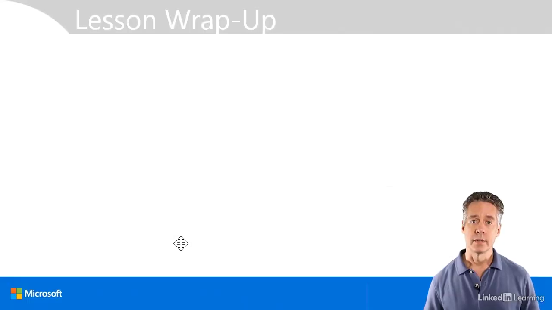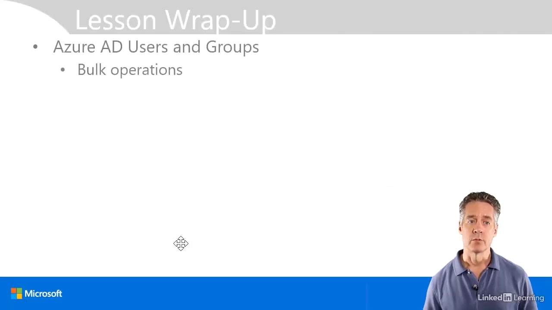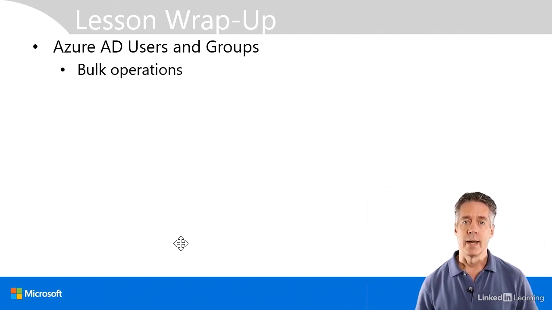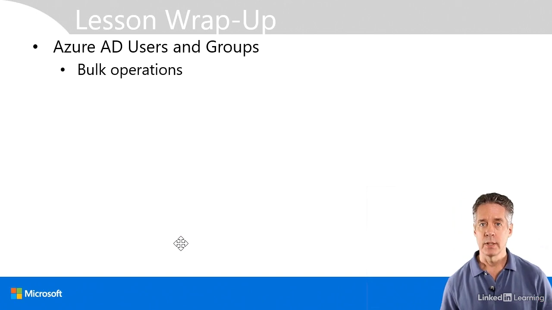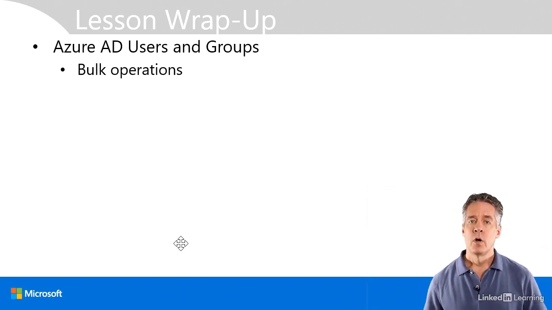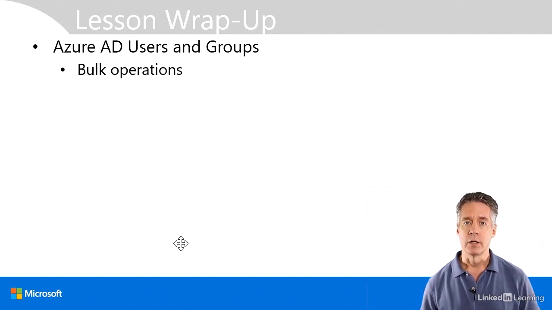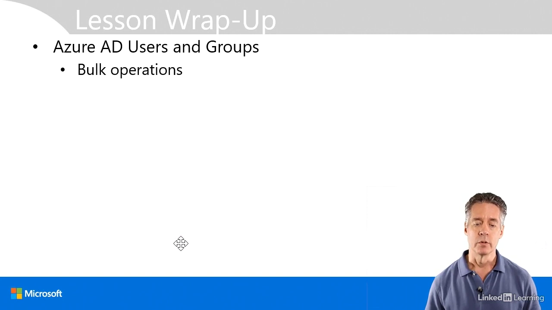So we're at the end of this lesson. Let's wrap up, talk about some of the things we've learned. We first looked at Azure AD users and groups, how to add them in the portal manually using portal pages, also how to do bulk operations. So getting a CSV template file, adding the rows to the file, and then uploading those directly into the portal.